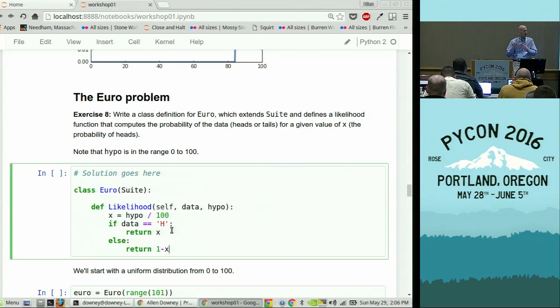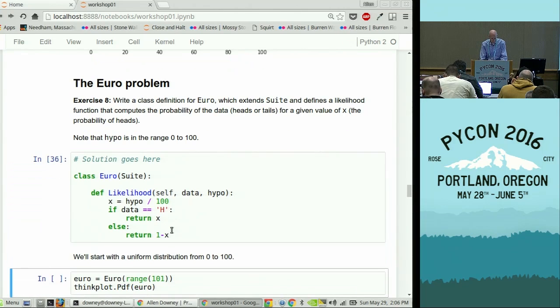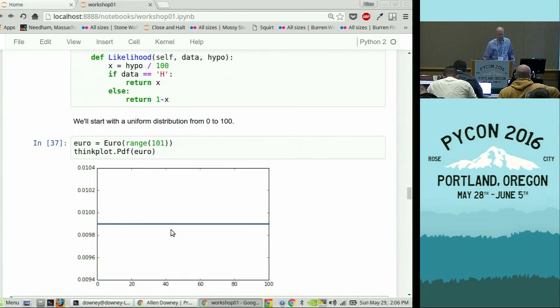Let's take a look at how it all works, what the results are, and then we can come back and take another look at it if that's useful. So I'm going to start out again by creating an instance of this new class. I'm going to make a Euro object that represents the hypotheses from 0 to 100. So that's the range up to 101 because of the Python thing where the end of the range is open. And then plot what that distribution looks like. Initially, it's uniform.